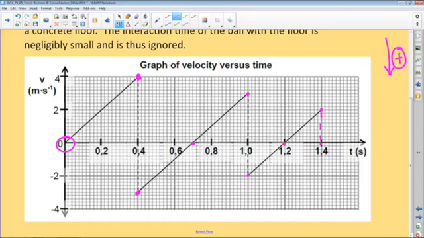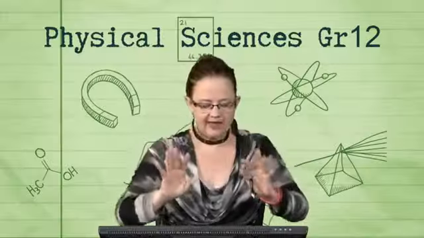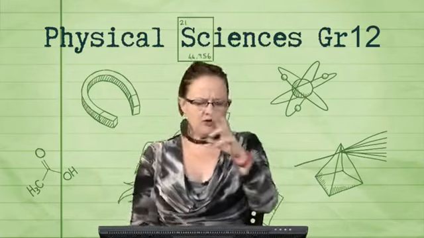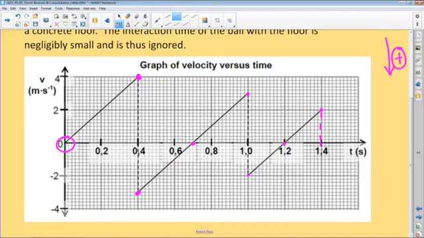It hits the ground 3 times, but it only bounces twice. There's only 2 points where it changes direction. Okay, so that's really important. Then on a graph like this, we need to remember that a velocity time graph is incredibly useful for us. Remember that the gradient of a velocity time graph always gives us acceleration.